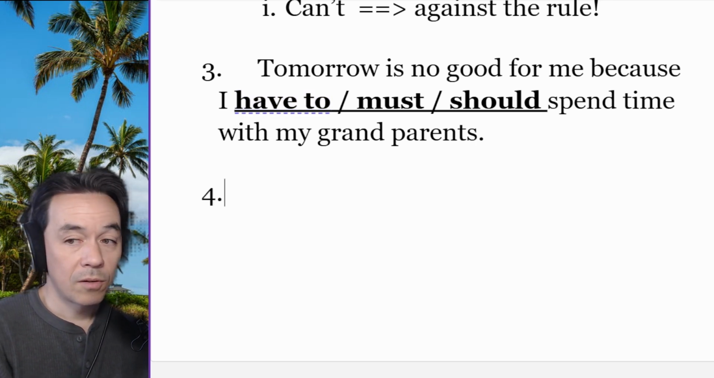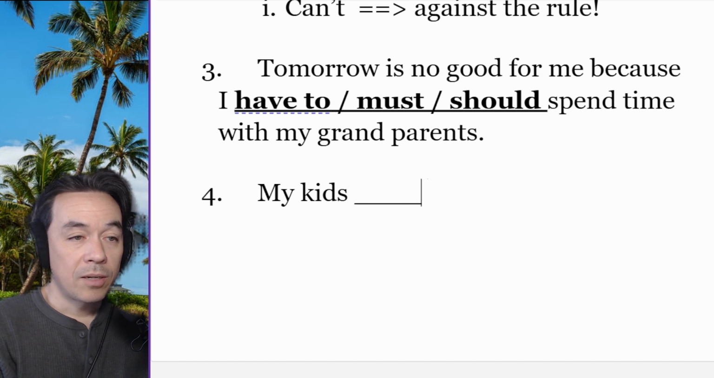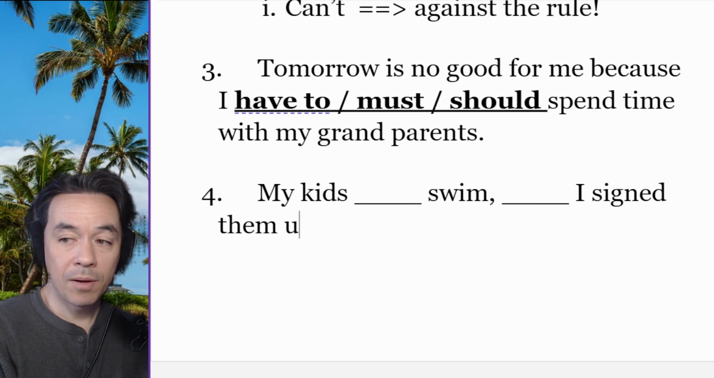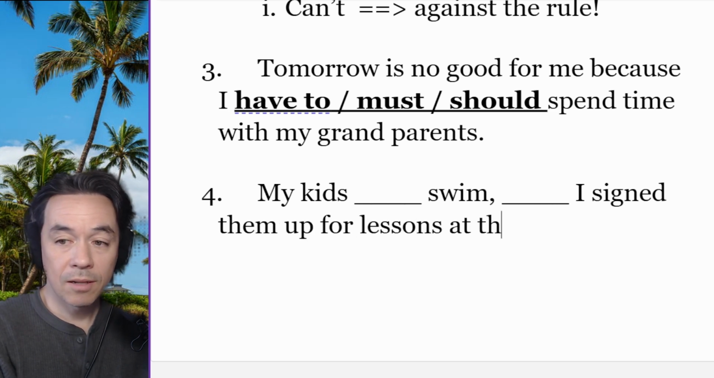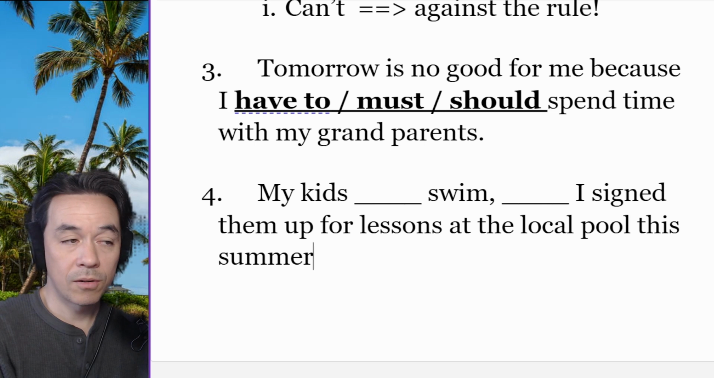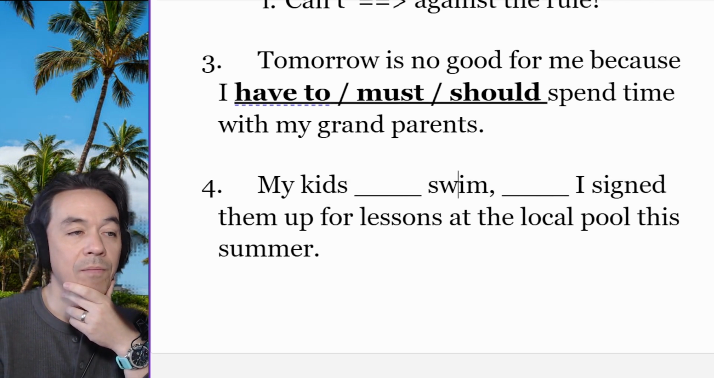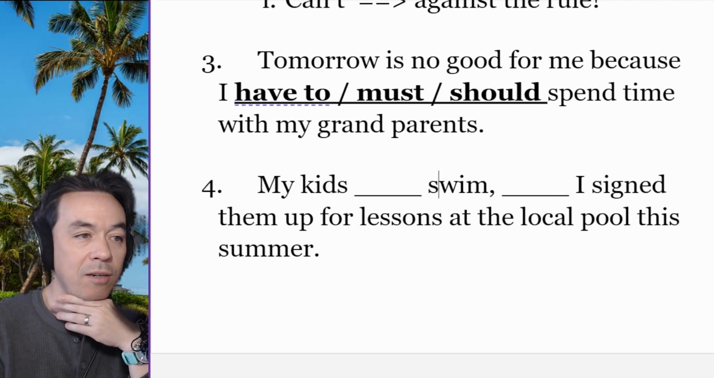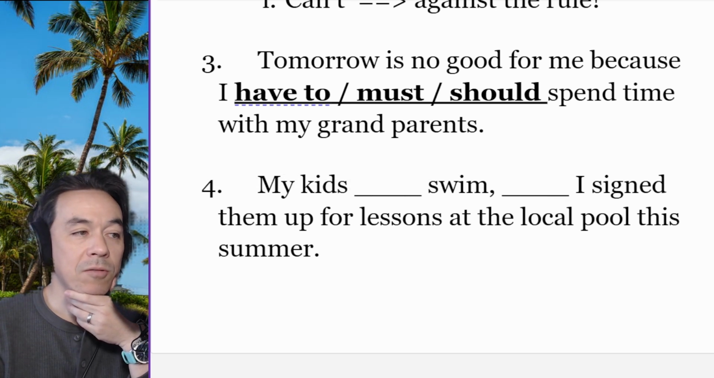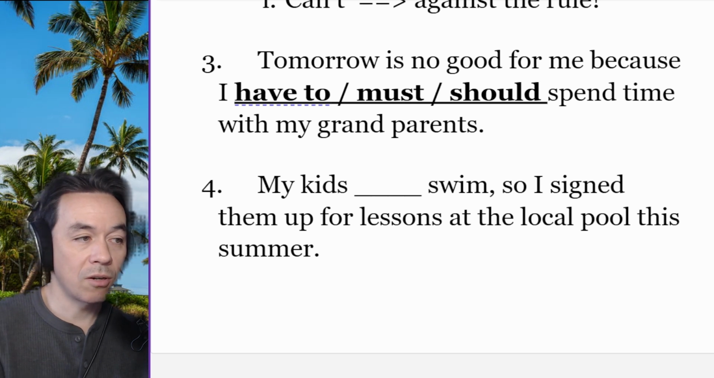Okay. Number 4. My kids, blah, blah, swim, blah, blah. I signed them up for lessons at the local pool this summer. So now I'm getting a little bit more tricky here. So 2 spaces. My kids, blah, blah, swim. Blah, blah. There's a hint there, a comma here. And then, so my kids, subject here, I, subject here, and another verb. So I'm going to say something here, and it sounds like the result, we'll say so.